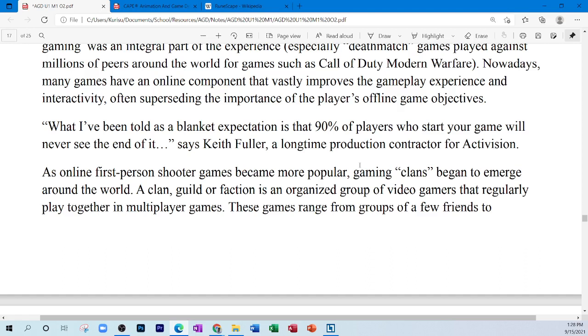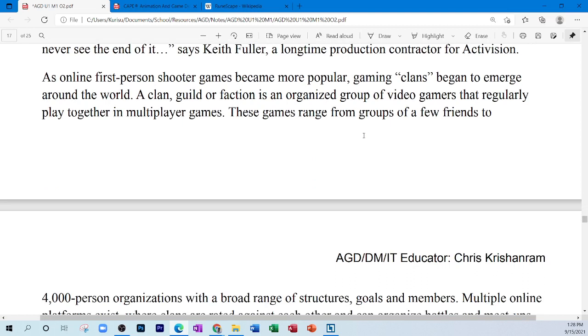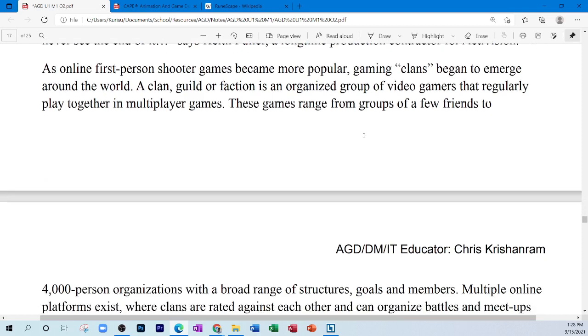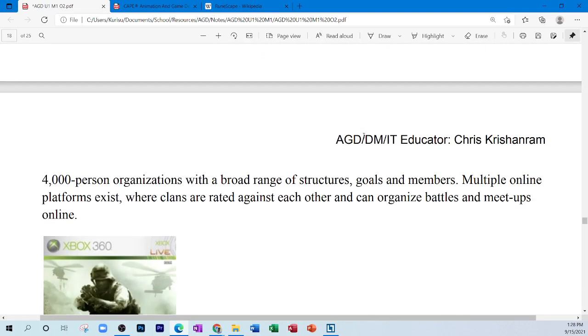A clan, guild, or faction is an organized group of video gamers that regularly play together in multiplayer games. These groups range from a few friends to 4,000 person organizations with a broad range of structures, goals, and members. Multiplayer online platforms exist where clans are rated against each other and can organize battles and meetups online.